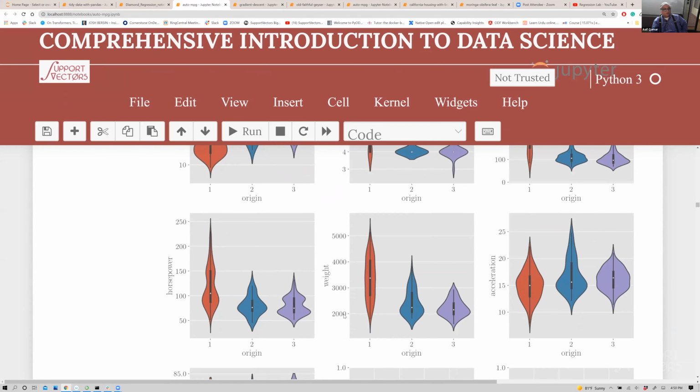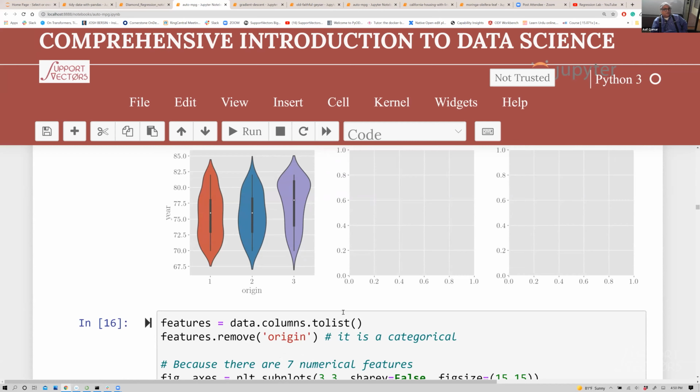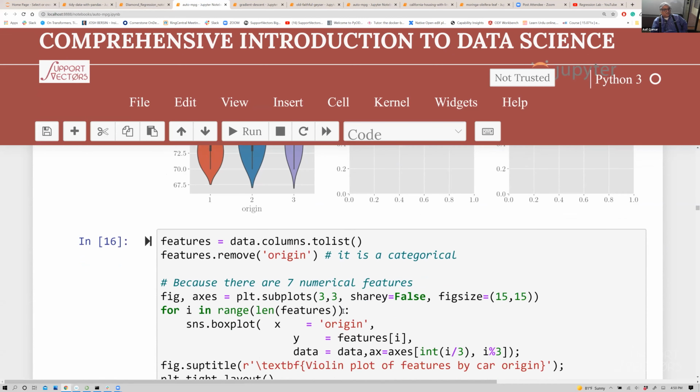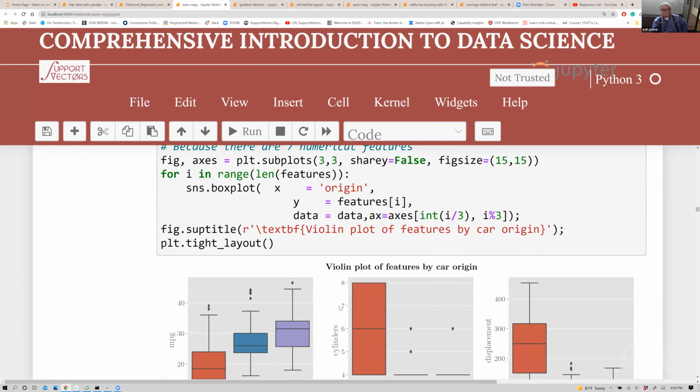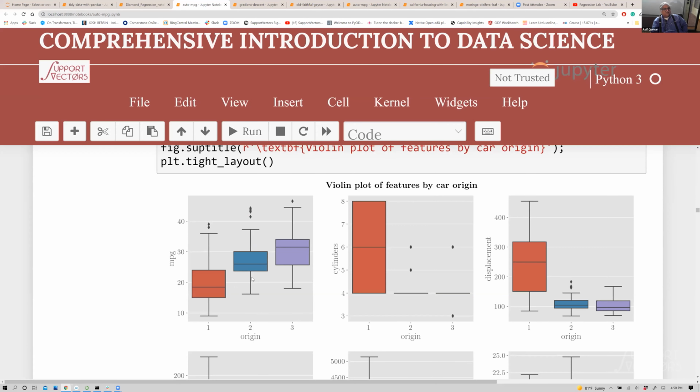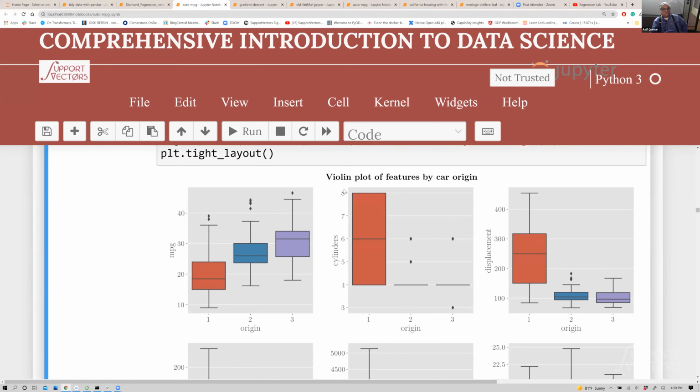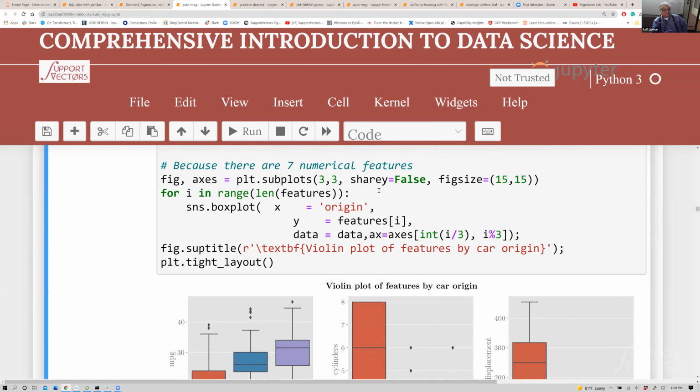So these are violin plots. I mentioned it to you. They're common, they're pretty, they're useful. And an alternative to them are the box plots. Oh, I shouldn't say violin plot. I should change it to box and whisker plot. I apologize.